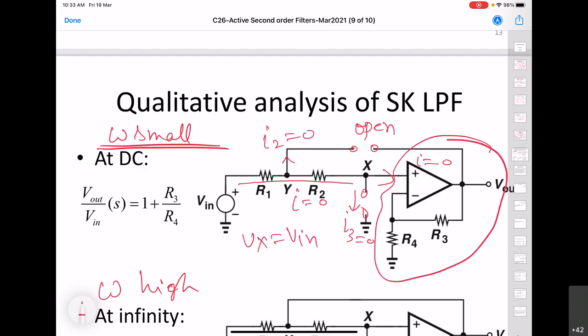And we know that in this case, the output and input are related by this equation. This is what we concluded from the transfer function also, that the gain at DC or at low frequencies is given by this.